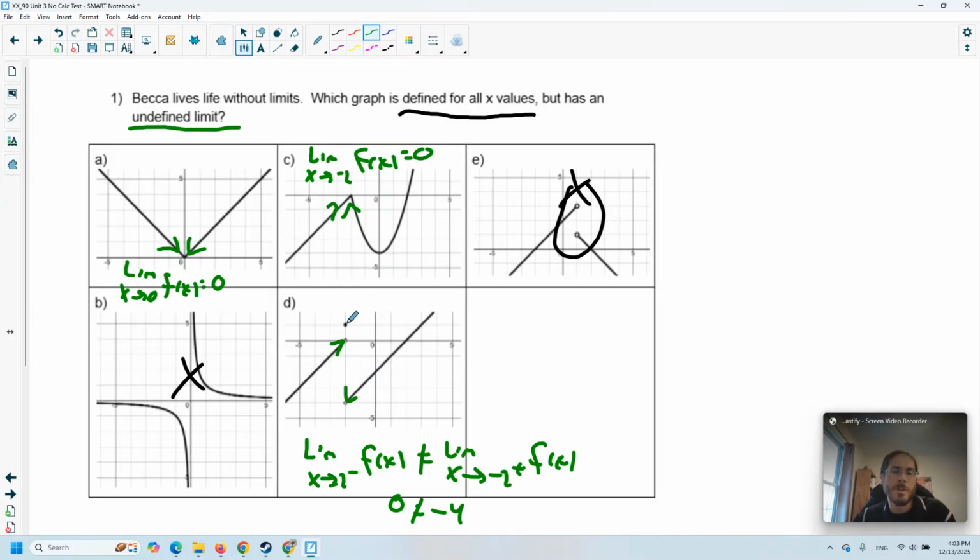We could also say that the function value, f of -2, is equal to 1, which isn't either of these values either. So that one has the undefined limit. So that's why we picked D for that one. If you picked either A or C, those have undefined limits for the derivative, not for the actual function.